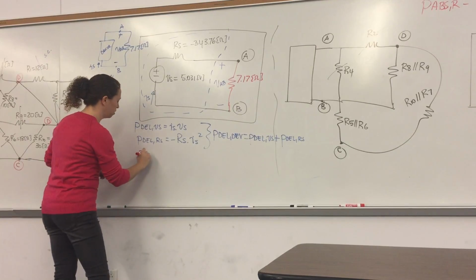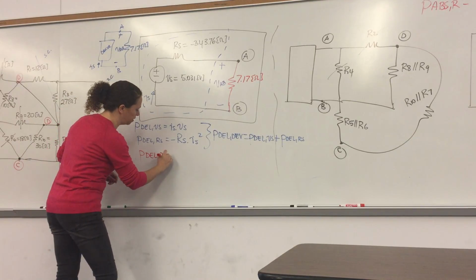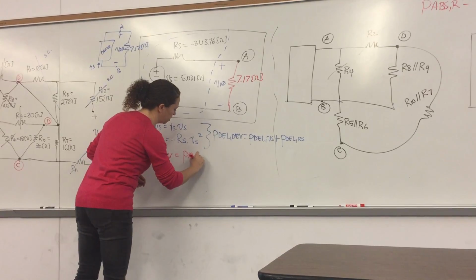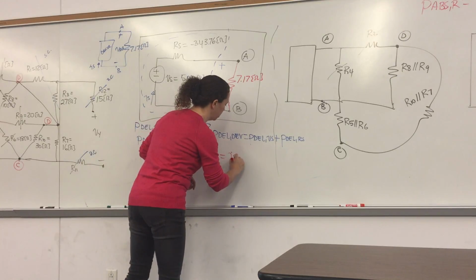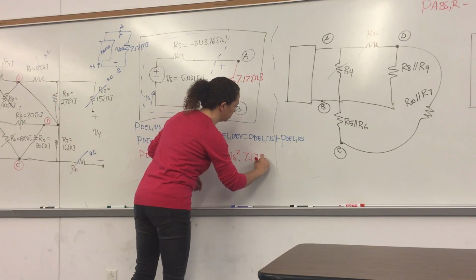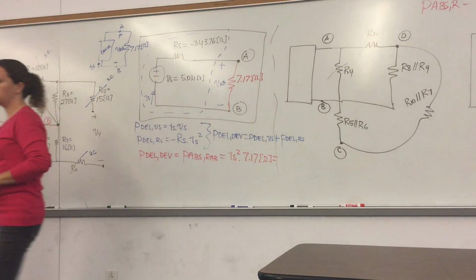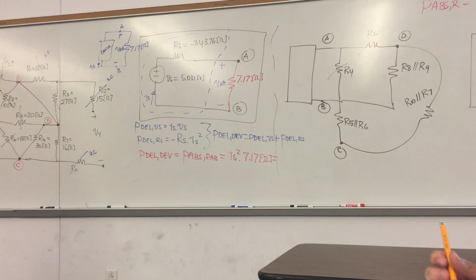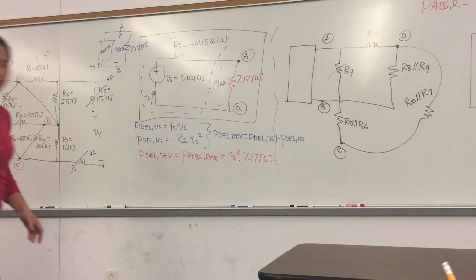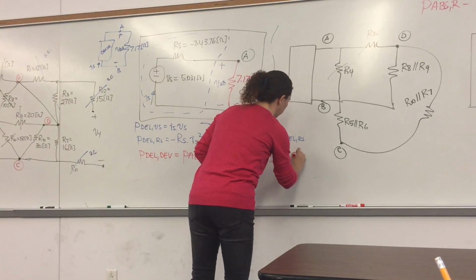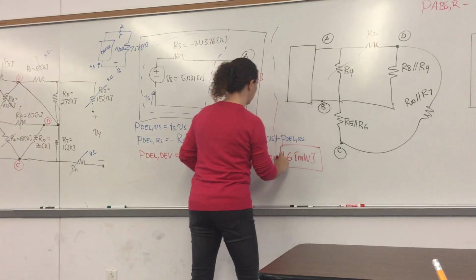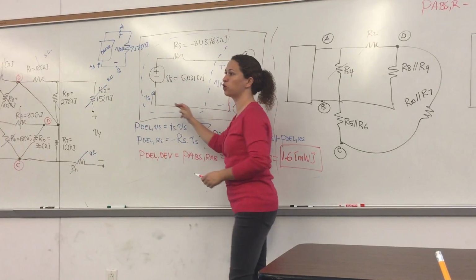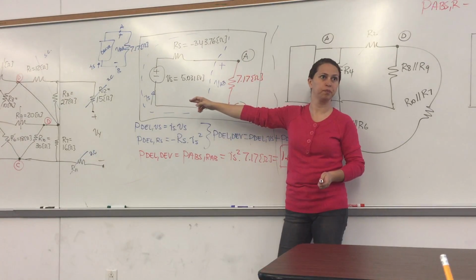So let me just write this down here. That's one way, or power delivered by device is going to be equal to power absorbed by RAB, which is equal to IS squared times 7.17 ohm. And the value is equal to 1.6 milliwatts. Okay? And we didn't discuss how you get IS, but do your KVL equation over here and you get the IS value, right? Okay?